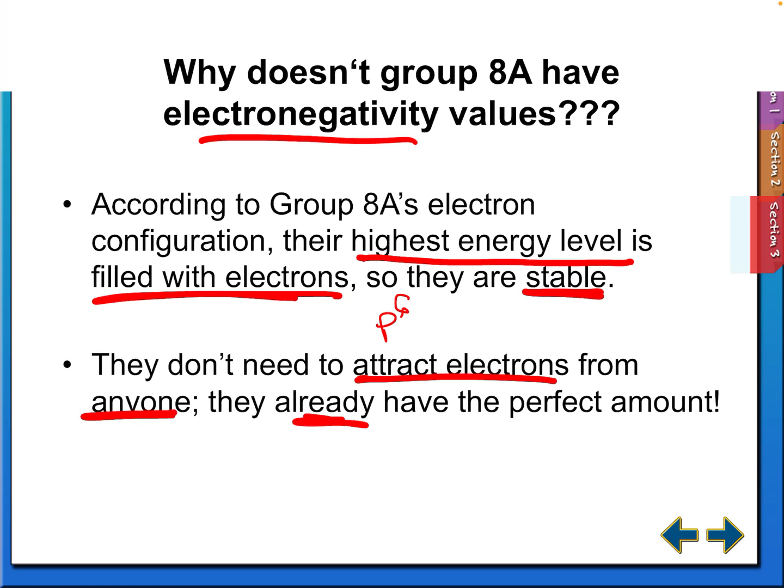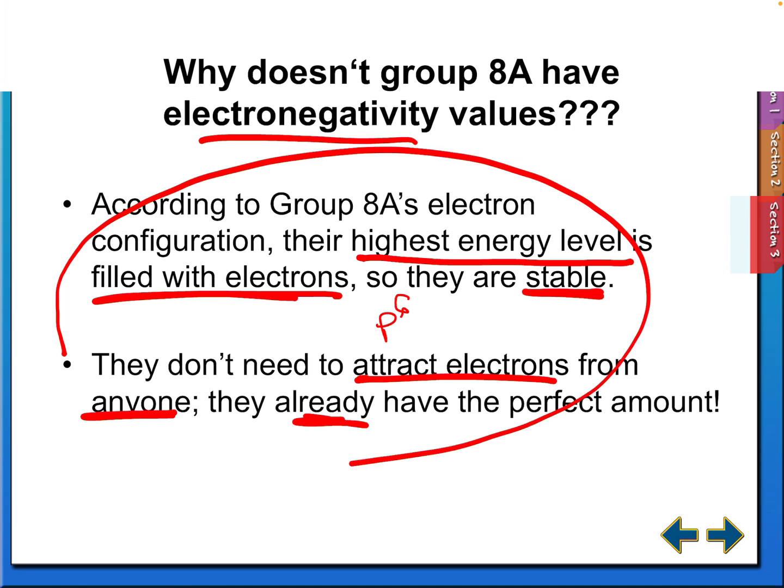And our perfect amount, oh, never mind. Just kidding. All right, so in group 8A, they're already stable. They're already happy. They have a filled outer level. They have S to the 2, P to the 6. So they are good.